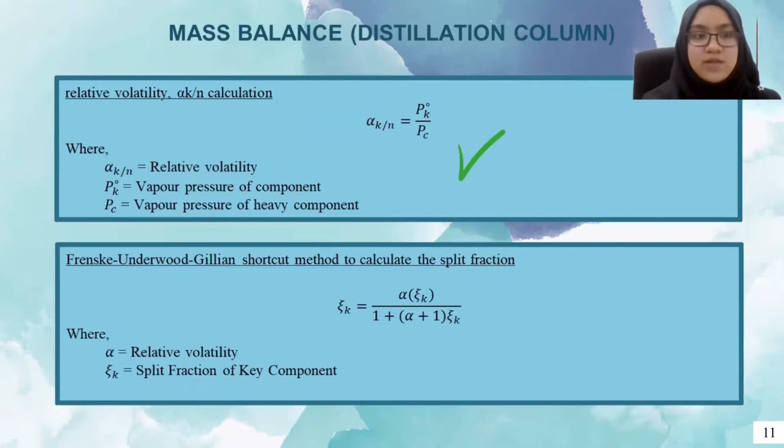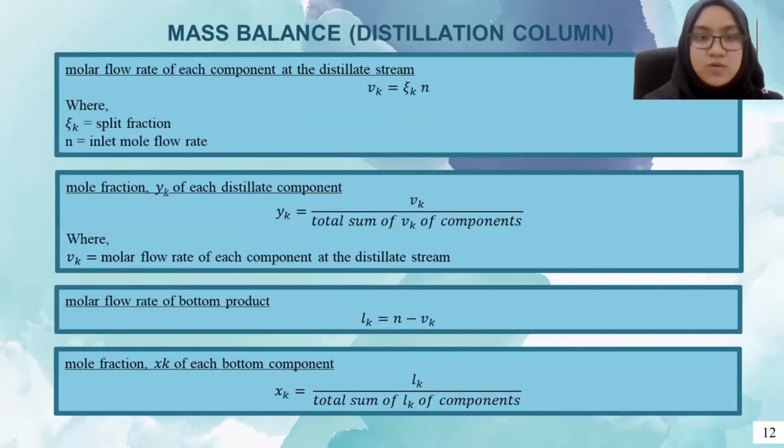Next, we calculated the relative volatility. After calculating the relative volatility, we then calculated the split fraction using the Fenske-Underwood-Gilliland shortcut method. After finding out the split fraction, only then did we calculate the molar flow rate and also the mole fraction for both the distillate and the bottom stream.